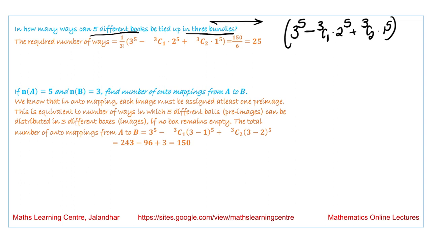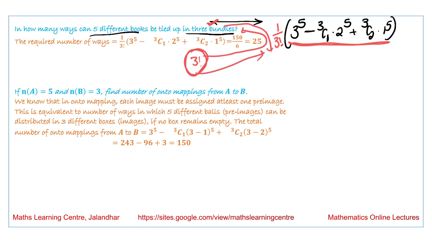Now we are talking about the bundles, and these bundles are indistinguishable. So there are 3 factorial different bundles that we can form, and these cases correspond to these 3 factorial different bundles. But if these 3 bundles are indistinguishable, it means we have to divide this value by 3 factorial. So the answer we obtain in this case is 150 by 6, that is equal to 25.